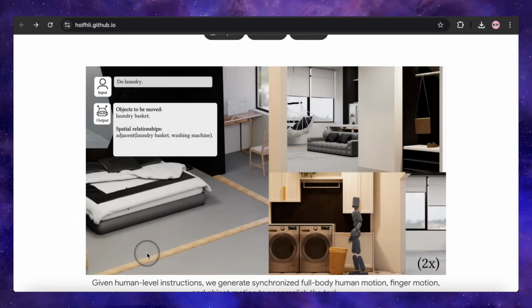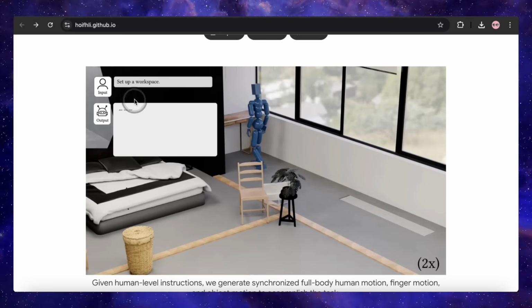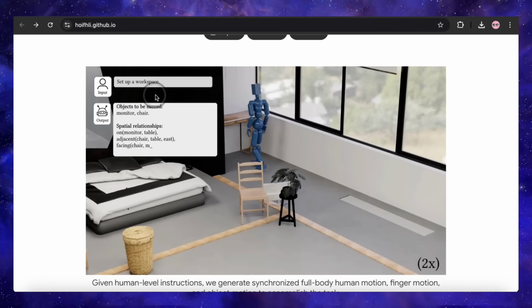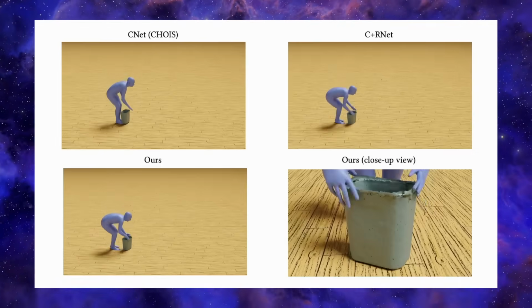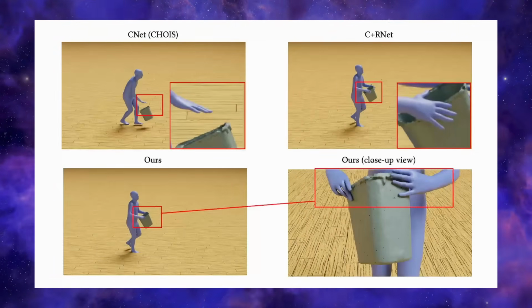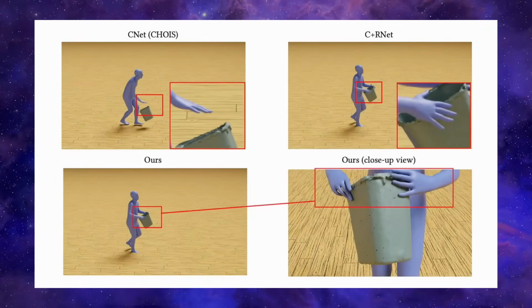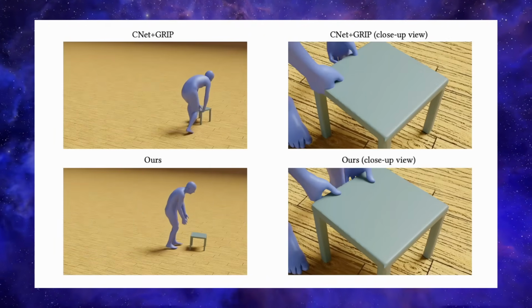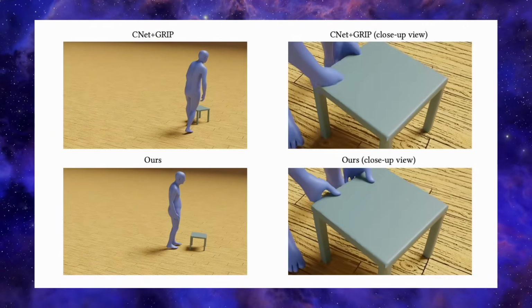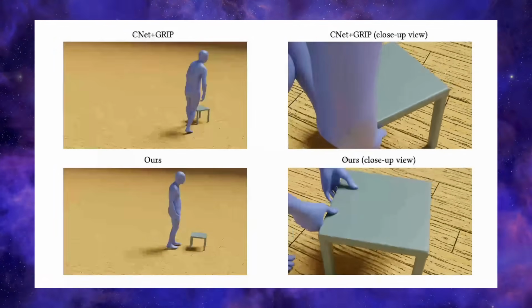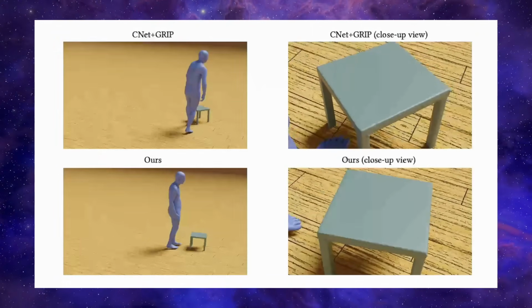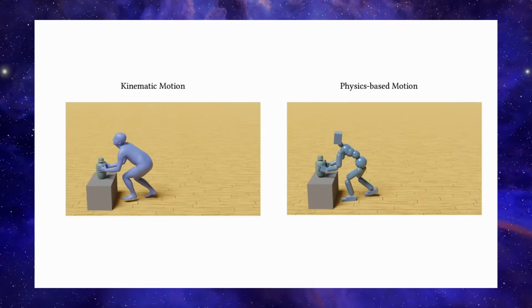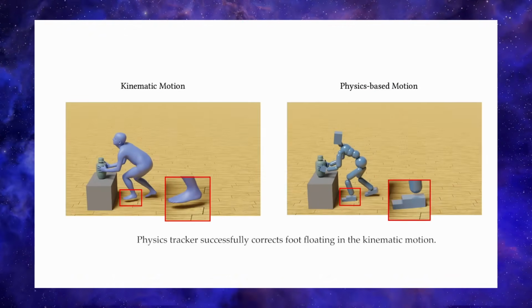But the true innovation here, the thing that really makes you go, whoa, is the quality of the motion. When you look at the comparisons against older methods, the difference is just night and day. A baseline model might have the character's hand clip right through a table when trying to pick something up. It looks glitchy and fake. But this new method is incredibly precise. The interactions are human-like and physically grounded.